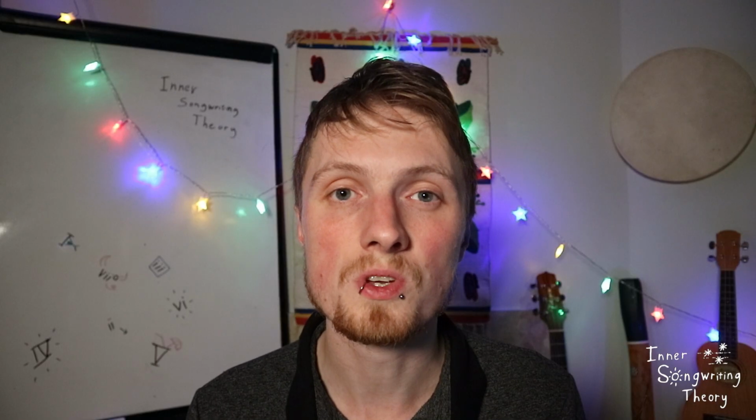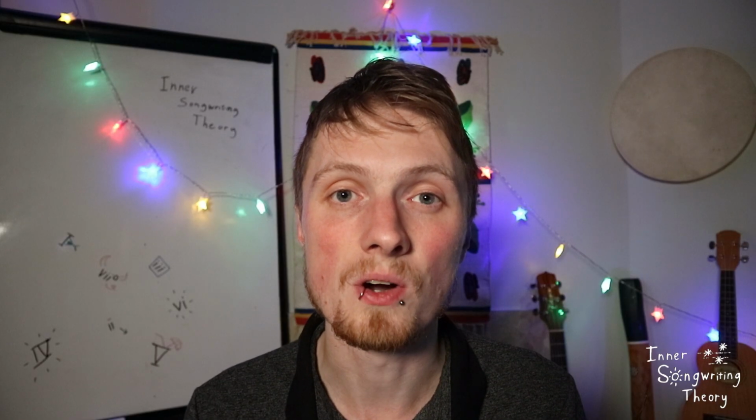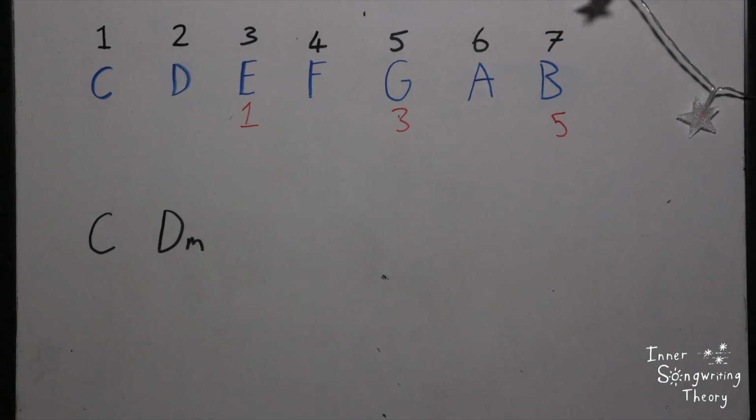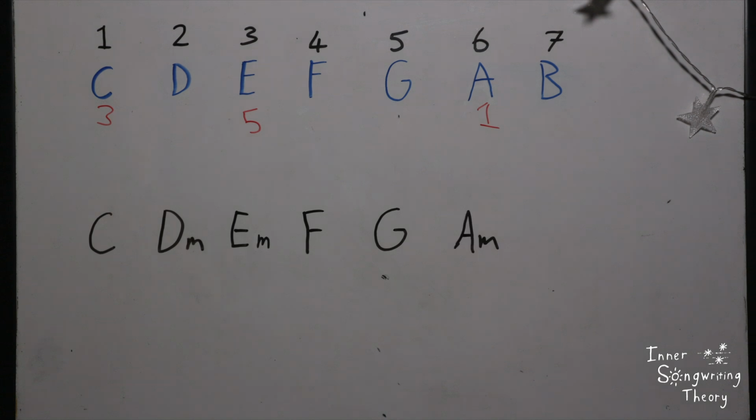The great news is we can do this to every note of the major scale, giving us 7 chords to play with. E, G, B gives us E minor, F, A, C gives us F major, G, B, D gives us G major, A, C, E gives us A minor, and finally B, D, F gives us our odd one out, B diminished.